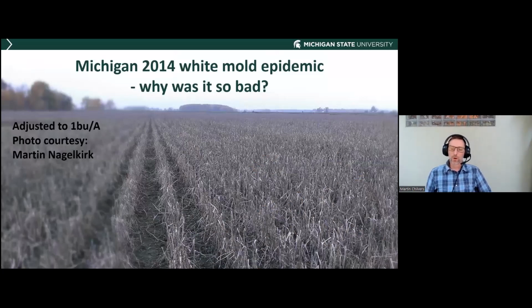So let's talk about a really severe year of white mold. In 2014, we saw a really bad white mold epidemic, particularly through the thumb region of Michigan. This particular field was adjusted to 1 bushel per acre, and you can see all the plants are lodged because of the white mold. There's really nothing left of what were good-looking beans prior to white mold onset.